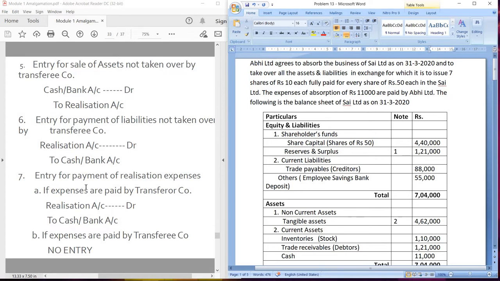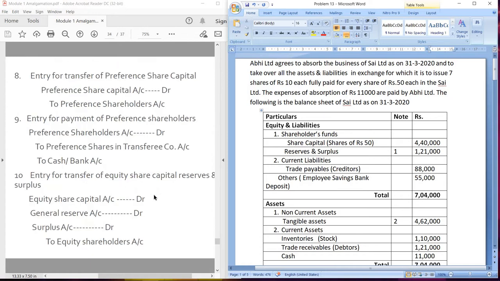Next is entry for payment of realization expenses. Now here they have given you information regarding expenses of absorption. Okay, and these are paid by Abhi Limited, that is, these are paid by transferee company. So here you can see if the expenses are paid by transferee company, no entry. Entry will not come in the books of transferor company. As these expenses are paid by transferee company, the entry will come in the books of transferee company. In the books of transferor company, we are not supposed to pass this entry.